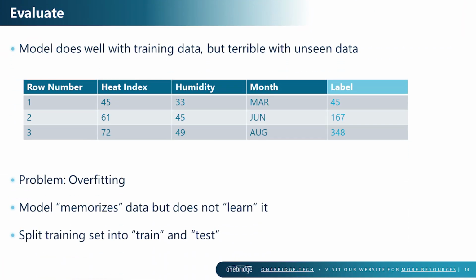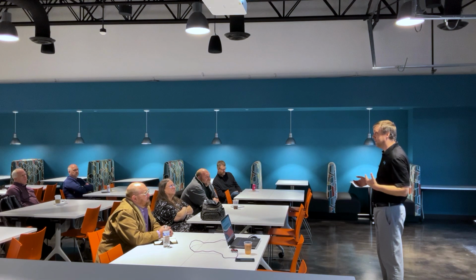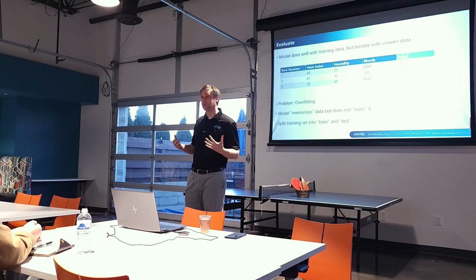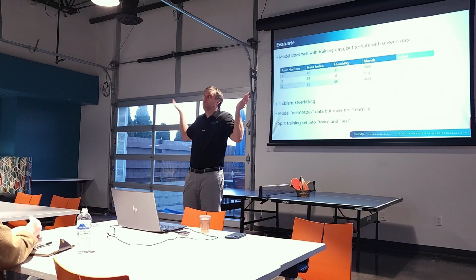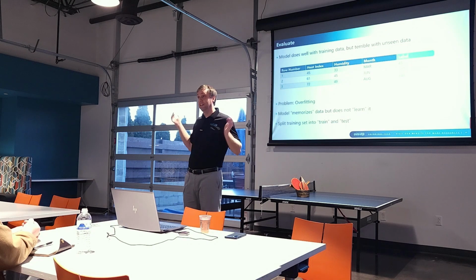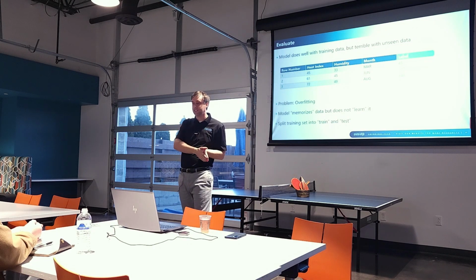It's where the model is learning to memorize data. So in our example, it says, oh, row number 1 is 45, row number 2 is 167, row number 3 is 348. So it thinks it's doing a great job. It is guessing those numbers great, but as soon as you give it row number 500, which it's never seen before, it's like, well, I don't know. I just memorized the data. This is the difference between memorizing and learning.